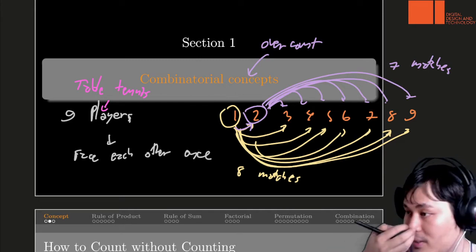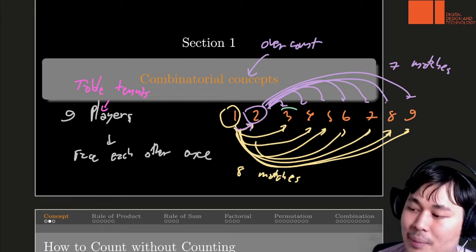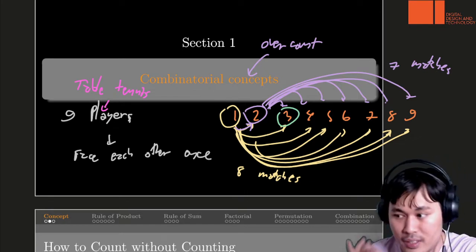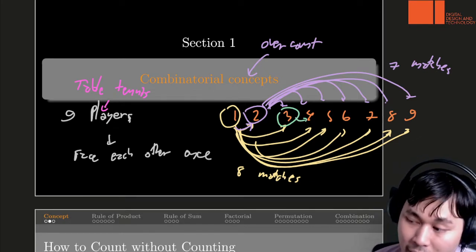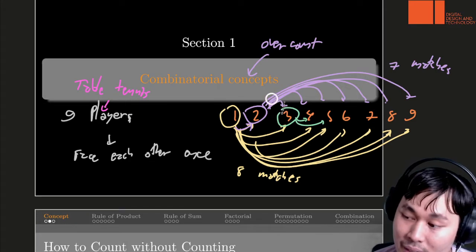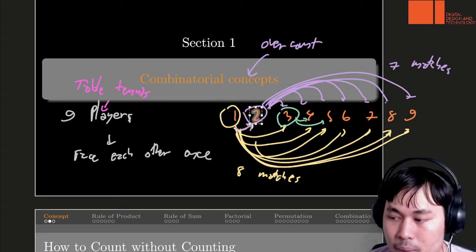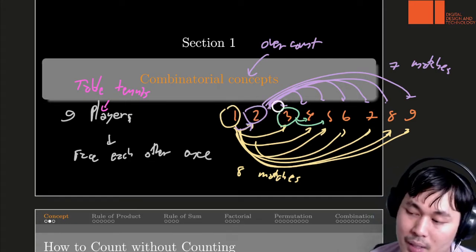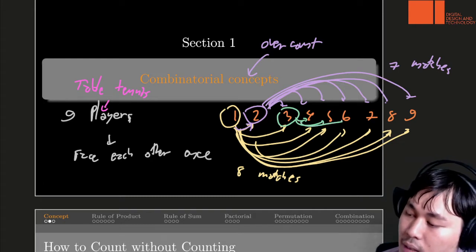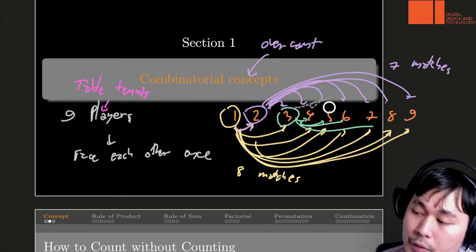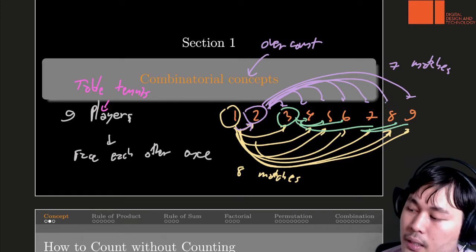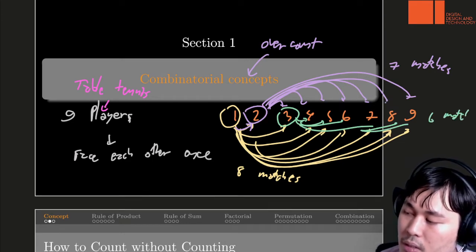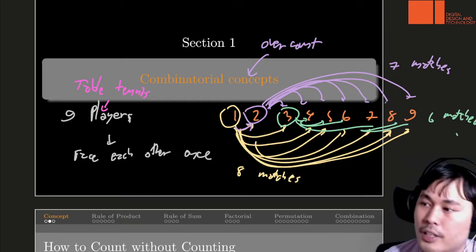You can see why this is going right, because then we need to get player 3 to play with every other player. But 3 doesn't have to play against 1 and 2, because those have been arranged already. So we need 3 to play against 4, 5, 6, 7, 8, and 9. That's 6 matches. And so on and so forth.